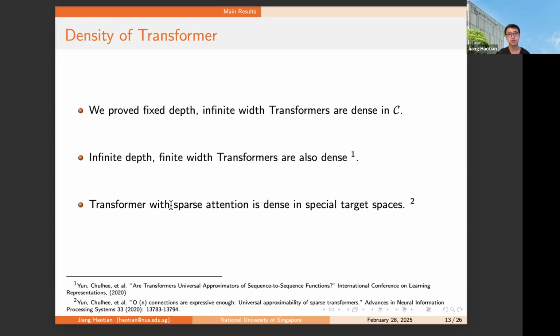And some further results also say that transformers with sparse attention... So the attention we consider is general attention. And in this work, it shows that if the attention matrix follows certain sparse patterns, then they are also dense in certain special target spaces. Okay, so basically we have the density result, which can be easily proven for the transformers.